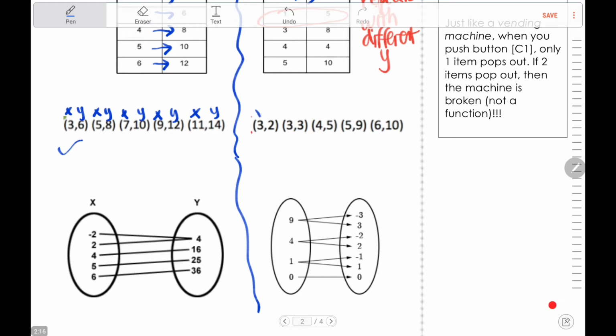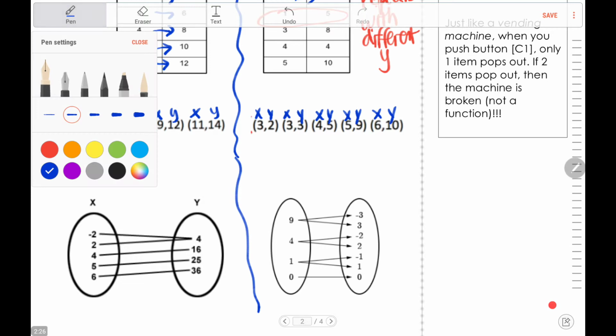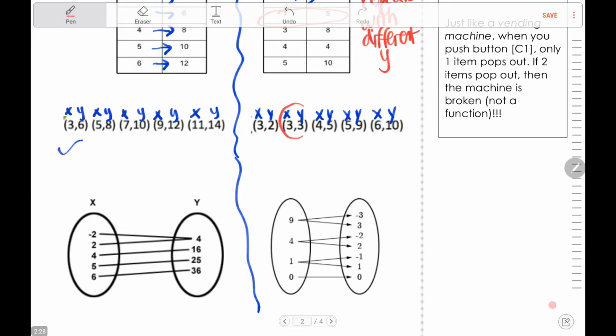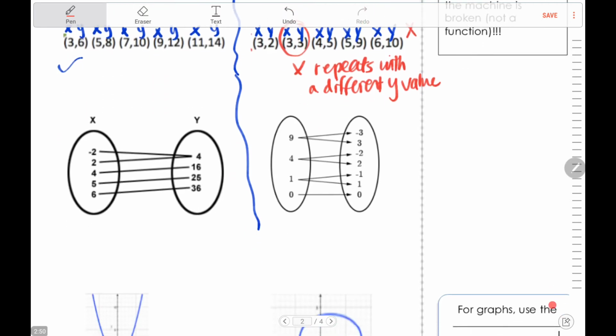Let's look here. We have x, y, x, y, x, y, x, y, x, y. Let's look. 3 goes to 2, and then now 3 goes to 3 in this second coordinate. So that already makes it an error. Again, the x repeated with a different y value. This is why this is not a function. Okay? Let's look at the next one.